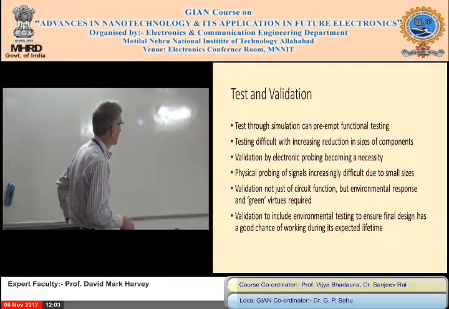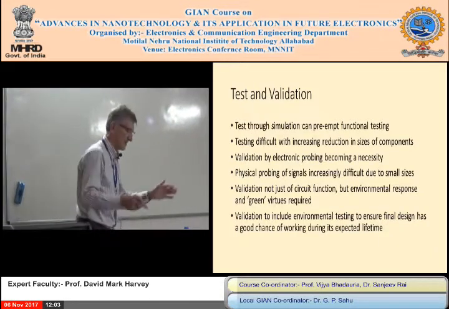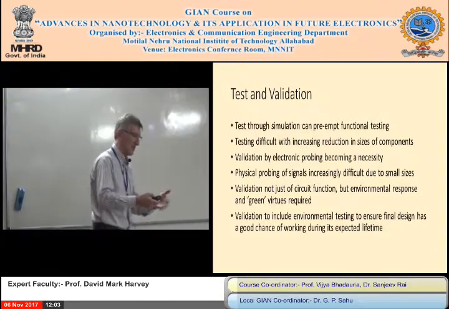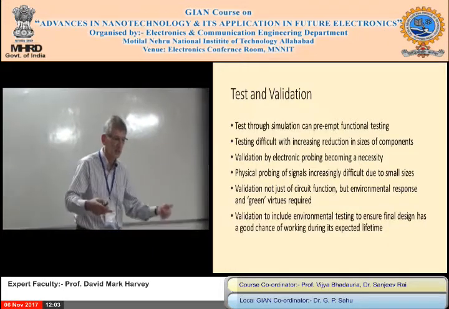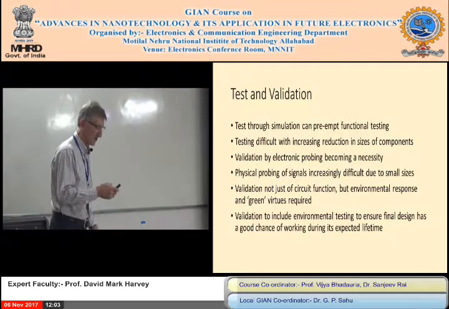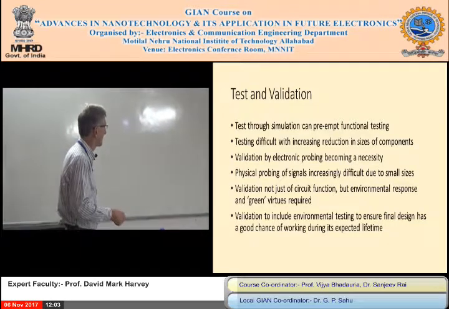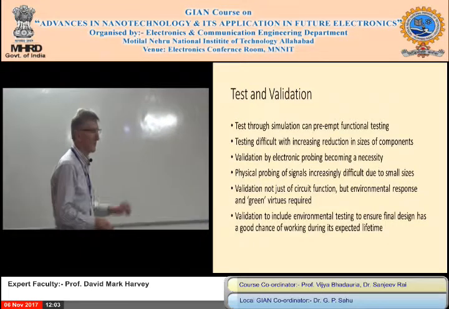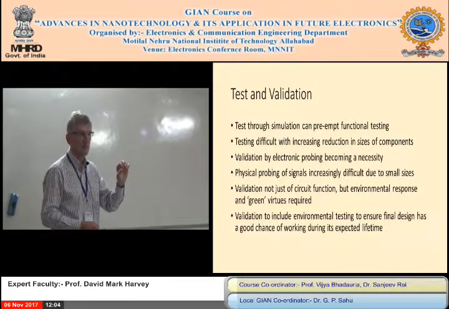So testing is difficult because the size of components is reducing, so basically there are more components. So as I said before, if you've got a multi-chip module, you can't get inside the module. If you've got a ball grid array, you can't get underneath to probe the connections. So you need electronic probing. We're going to do a bit on testing this afternoon. So instead of testing with a mechanical probe, we're going to use the electronic probe. Okay?